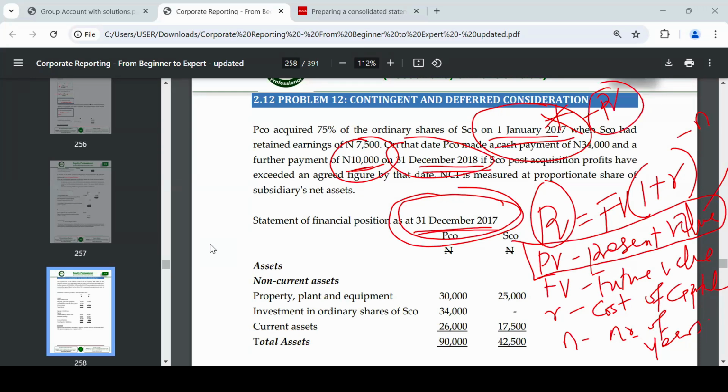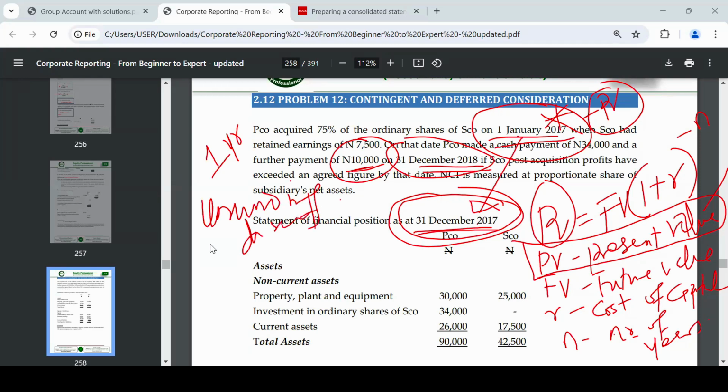Now, when I count from January 1st down to the date of consolidation, when I'll be consolidating financial statements, you will discover that a full 1 year, there is a full year in between the date of acquisition and the date of consolidation. Now, I am going to be doing what is called unwinding discount.